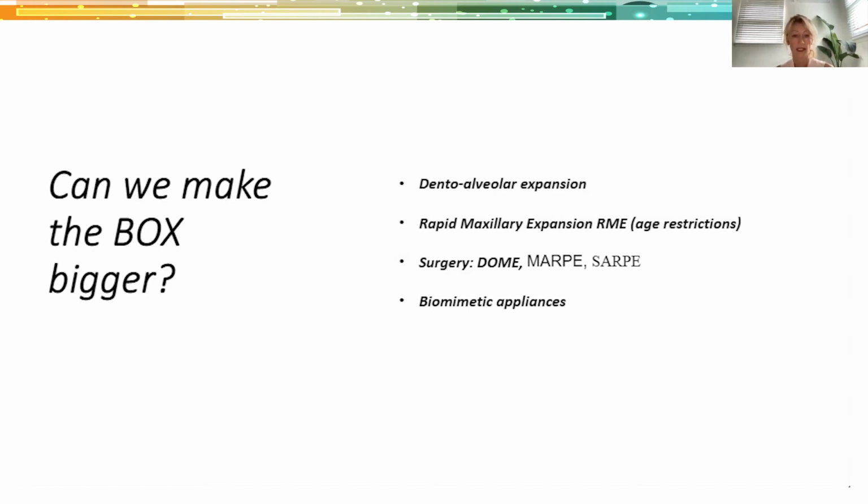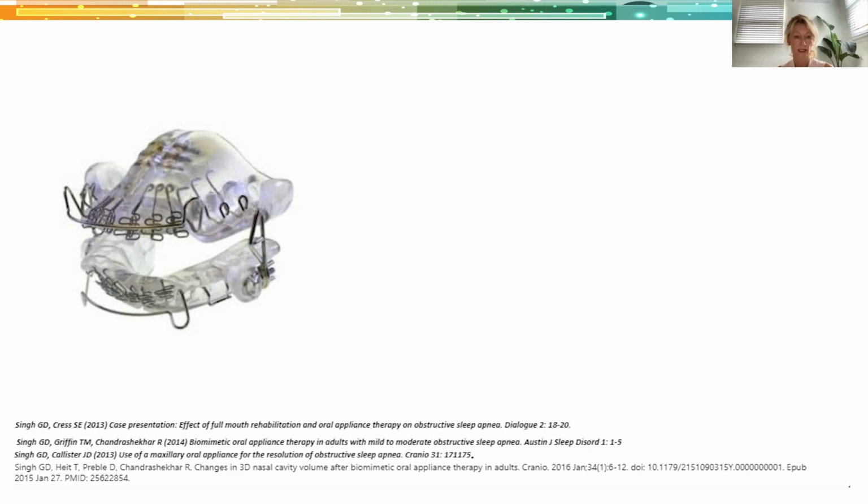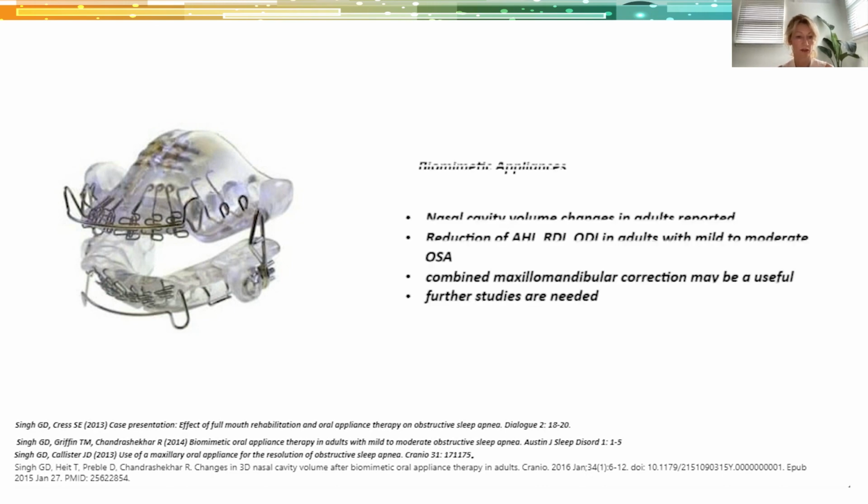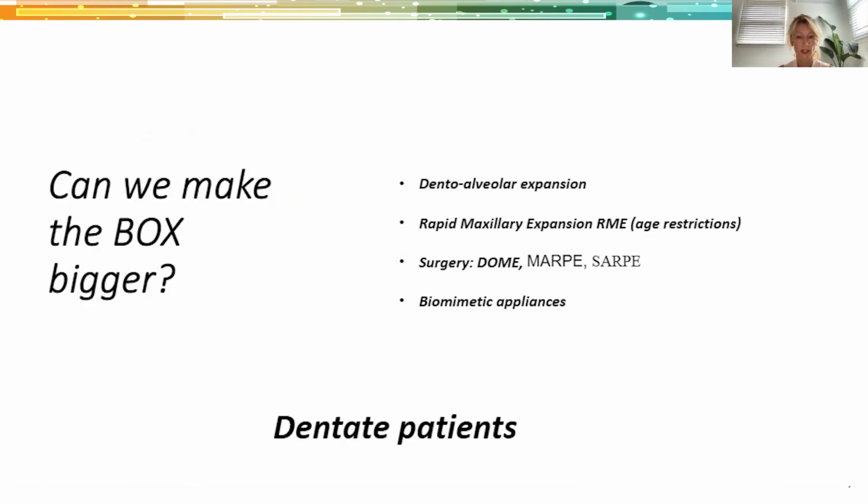There are also the biomimetic appliances, again, for dentated patients. The research from Dr. Singh and the Vivos group basically targets stimulating growth centers in adults through vibration of these little wires, stimulating growth in the maxilla and the mandible, even in adults. So further studies are needed, of course. This is just all the options that I have found in the literature.